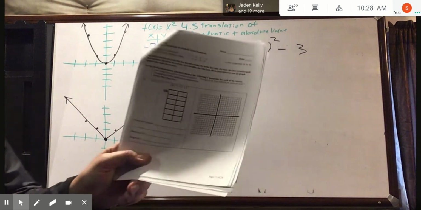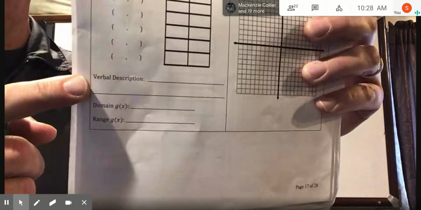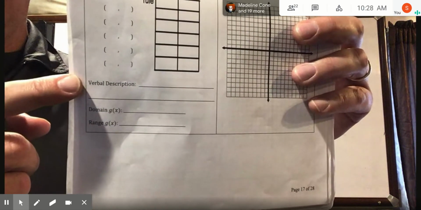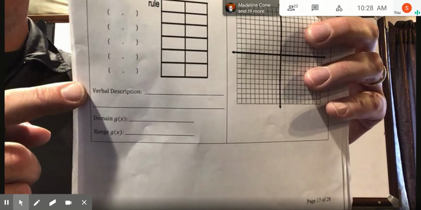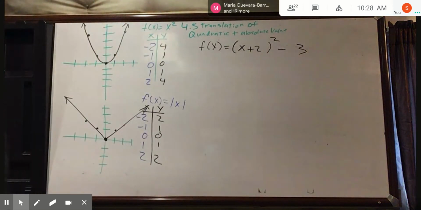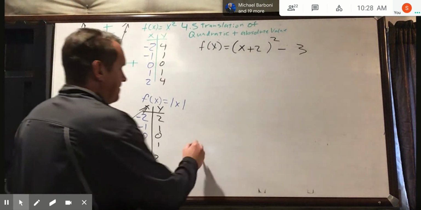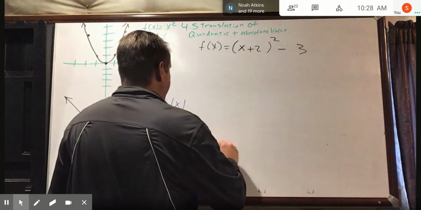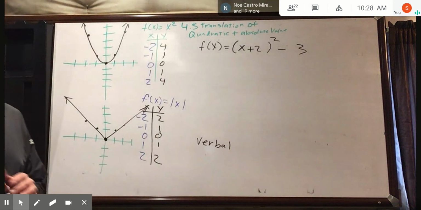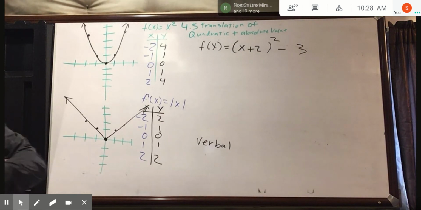As I look at my homework packet here, I have what's called a verbal description right here. This is where you're going to tell me in words what the graph is going to do based on what's being added or subtracted in the parentheses. So verbal description. And I'm very, very specific when we go to grade this on the test.